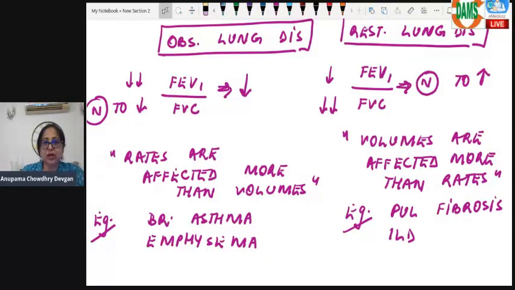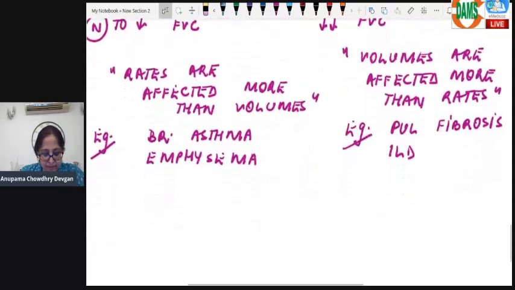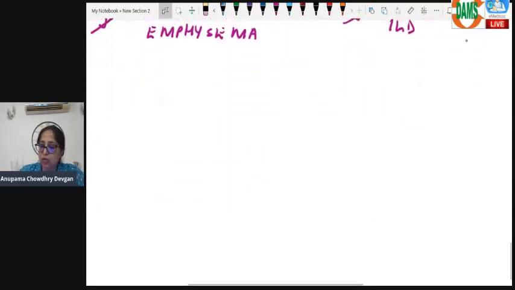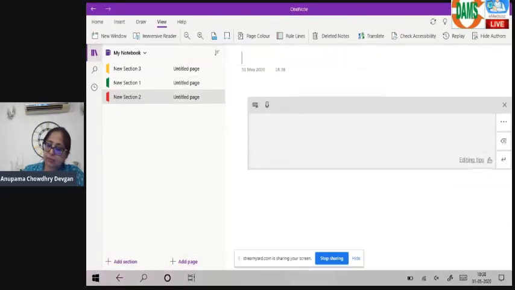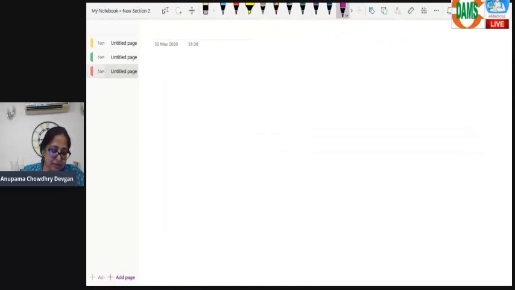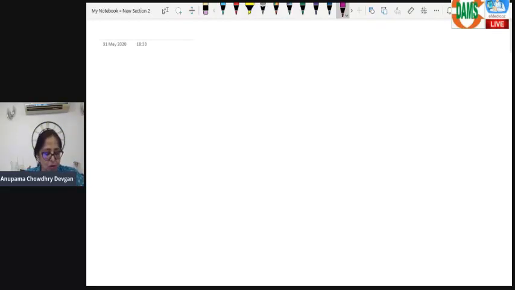All right, so this is obstructive and restrictive lung disease. Let's now go on to ventilation. Please remember, in obstructive lung disease, FVC is normal to reduced. In some patients it may be normal, in some it may be reduced. Now, let's have a look at ventilation.